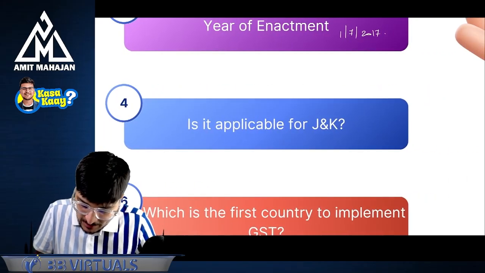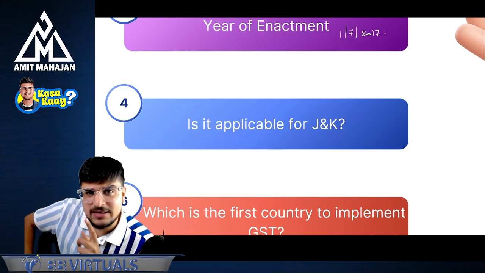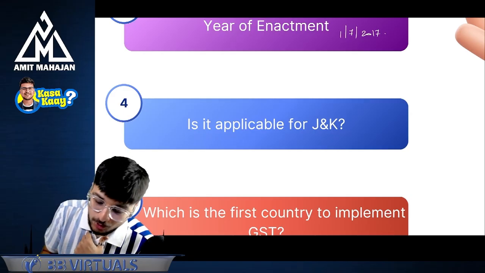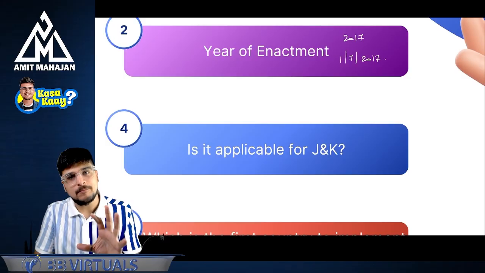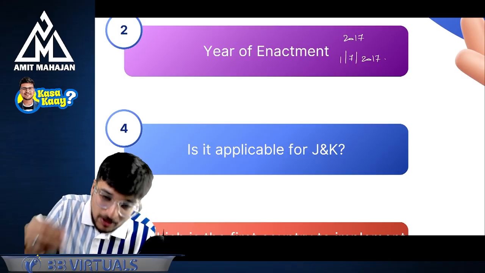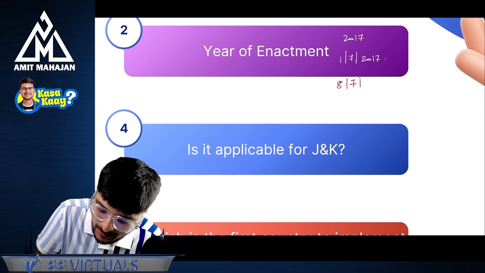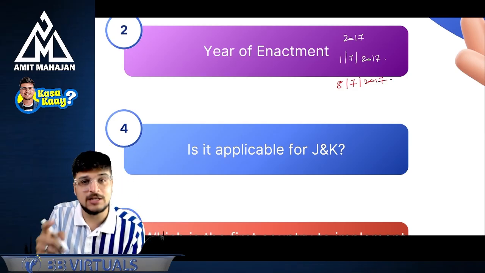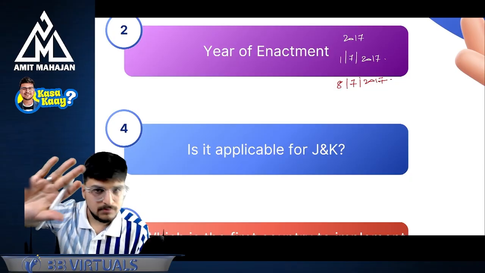Perfect. Okay. Is it applicable to Jammu and Kashmir? Because in 2017, they had the right to say no to GST. So please try to understand. The year of enactment of GST for the whole of India, except Jammu and Kashmir, was 1/7/2017, and Jammu and Kashmir had not said yes earlier. For Jammu and Kashmir, the law got implemented from 8/7/2017. So for Jammu and Kashmir, it is not applicable from 1/7, it is applicable from 8/7. Perfect.